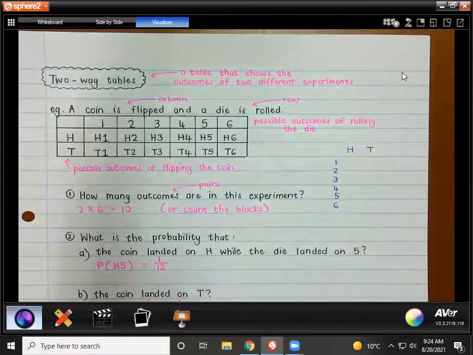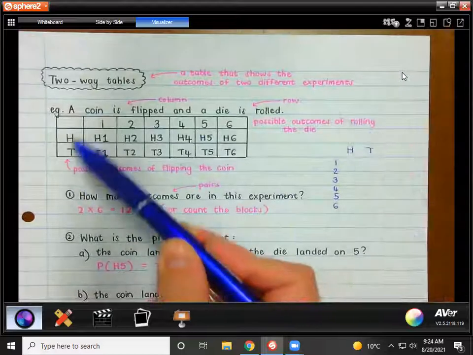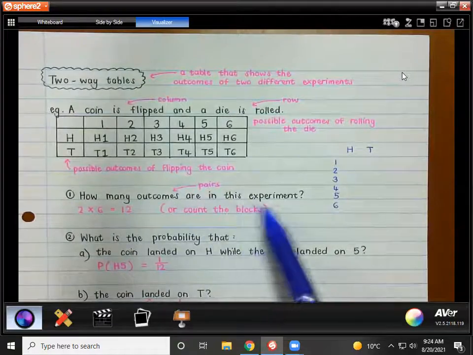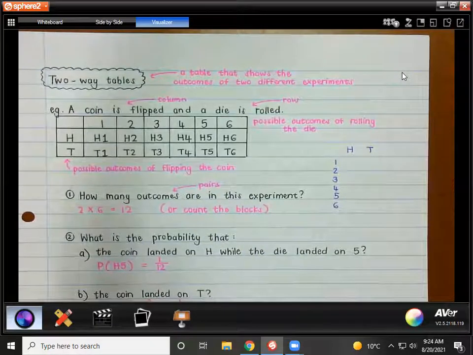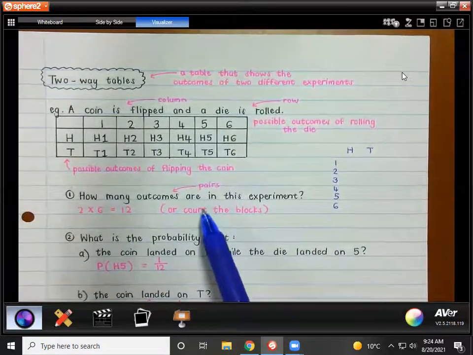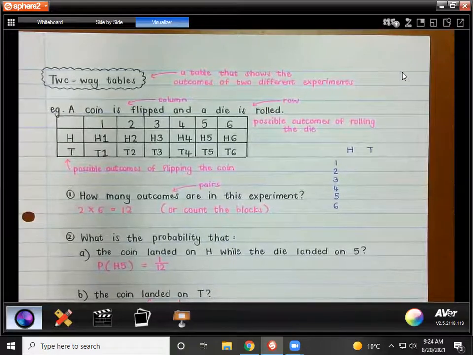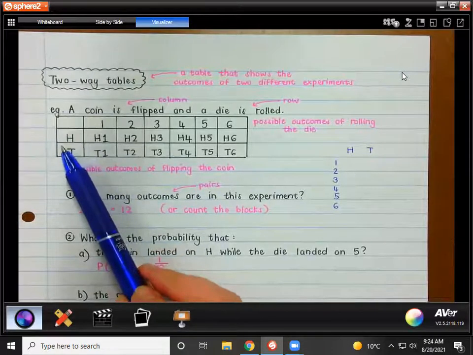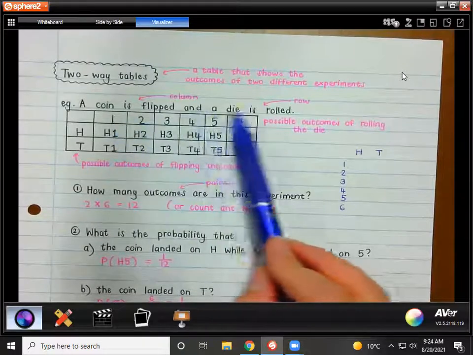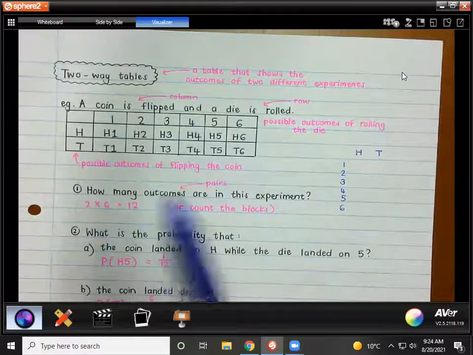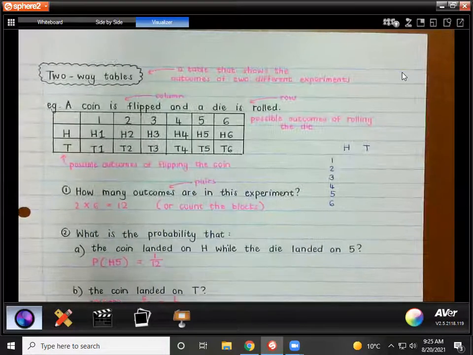Okay. So here we have the possible outcomes of rolling the die. Here we have the possible outcomes of flipping the coin. How many outcomes are in this experiment? How many pairs? How many blocks do I have in my table? 12. Right? So you can count the blocks. Or you can do it like this, if you have lots of blocks and you don't want to count all of them. You can take the number of outcomes for flipping the coin, which is 2, and then times it by the number of outcomes for rolling the die, which is 6. Right? So you can times those two together. It will give you the same answer, or you can just count the blocks.